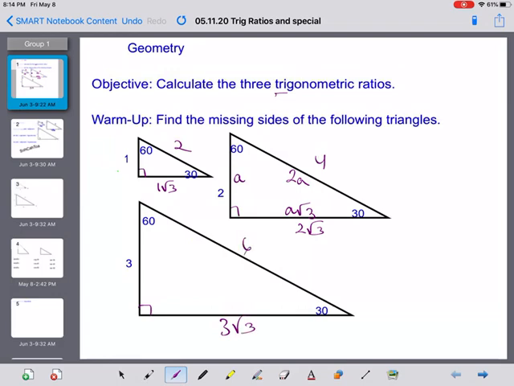Now, these are all similar triangles. So they're similar because of angle-angle similarity. You could also use side, angle, side, I suppose, or side, side, side. But by angle, angle, right away, every right triangle with the same angles is always going to be similar. It will always be proportional.